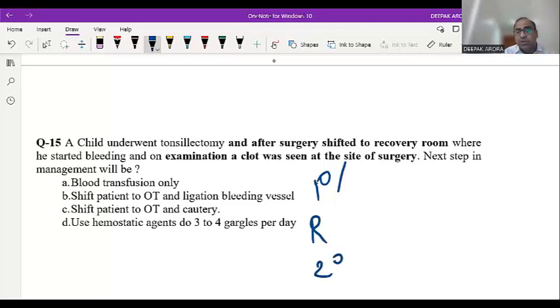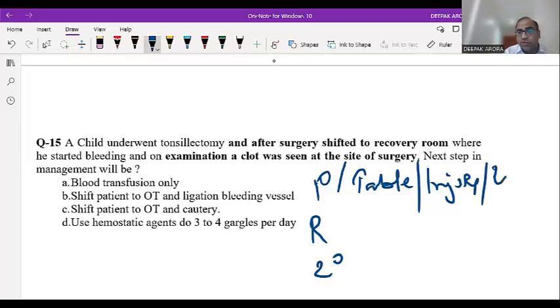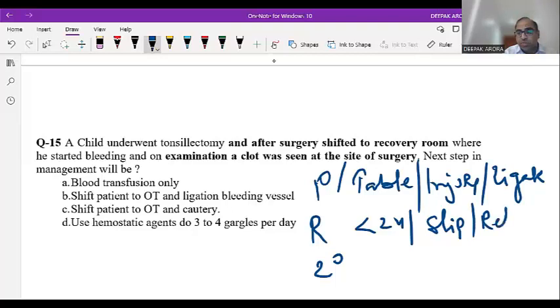What is primary hemorrhage? Bleeding on table. What is the cause? Injury to the vessel. What is the management? Ligate the vessel. What is reactionary? Within 24 hours. What is the cause? Slippage of the ligature. Management, religate the vessel. So primary is on table, injury to the vessel, ligate the vessel. Reactionary within 24 hours, slippage of ligature, religate.